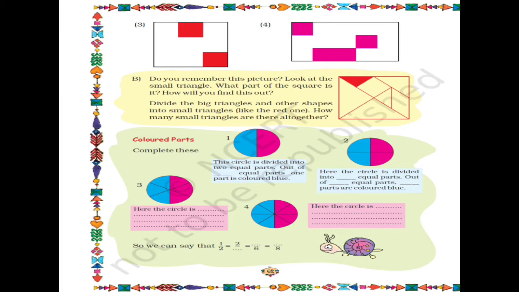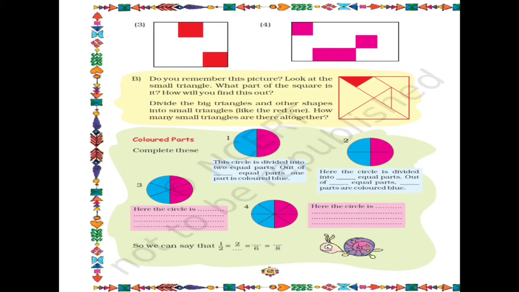Now you can see in this picture that the circle has been divided into 2 equal parts. Let's count: 1 and 2. Yes, there are two equal parts. Now you have to find which part is colored blue. So we know there are two equal parts. What will you write in the blank? You will write 2, because there are a total of 2 parts. So out of 2 equal parts, one part is colored blue.